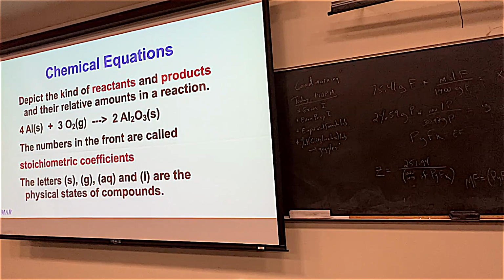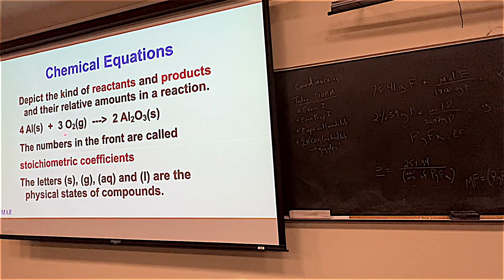So sometimes you'll hear scientists say, like, 4 parts aluminum and 3 parts oxygen make 2 parts aluminum oxide. Those parts are the stoichiometric coefficients, and we'll talk more about what they mean coming up. Now, not all reactions have states of matter. It is nice to have them if possible. If you don't, you can sometimes infer what they are, but if you have them, they're nice.